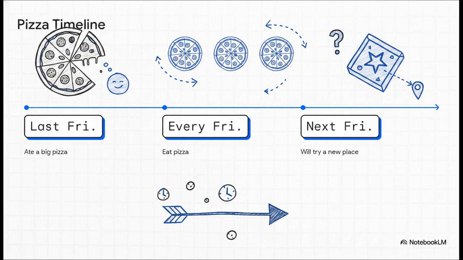Let's try it one more time, this time with pizza. Last Friday, I ate a big pizza. That's the yesterday tense. Every Friday, I eat pizza, the everyday tense. Next Friday, I will try a new place, the tomorrow tense. And this brilliantly illustrates the whole concept. With just 3 basic sentences, you have communicated a complete, rich picture of your habits, your past experiences, and your future plans. You've literally covered your whole life.